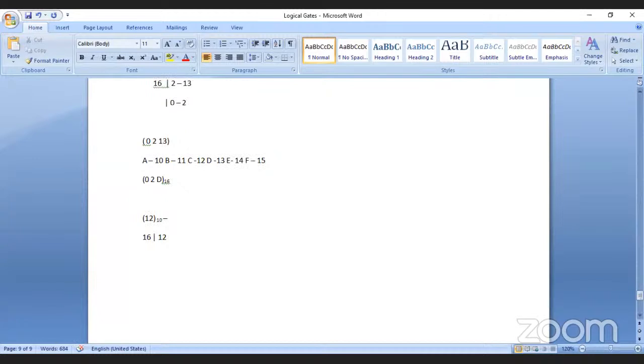Yes, 12 is lesser than 16, so 0 is there. So what will be the 12 equivalent value? C. Just I have to write 0, C. And then I'm getting another symbol. Next, what is that? 8. I have to write 8.